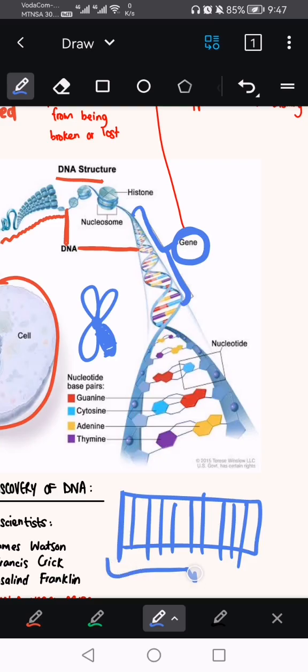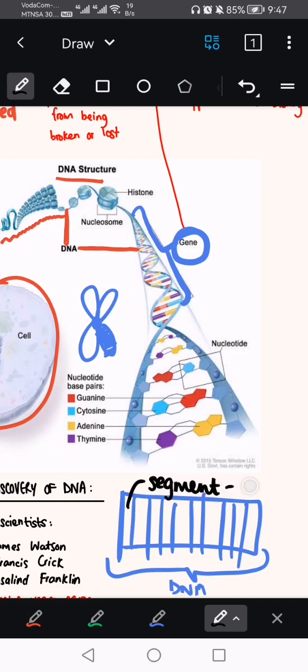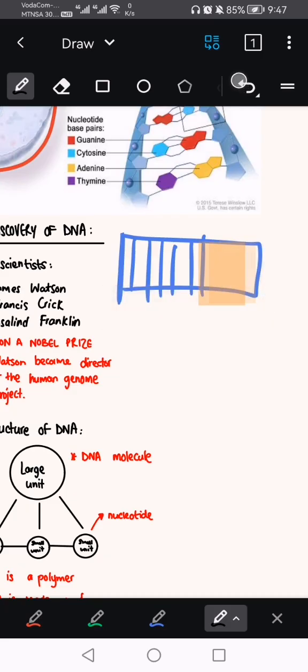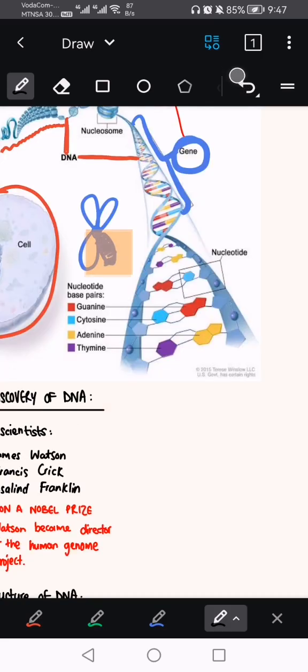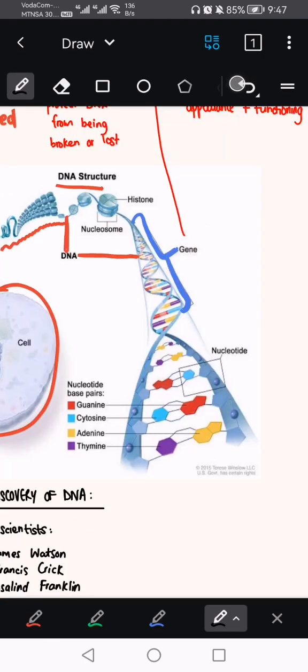This entire thing is DNA, but each segment, grade 12s, is a gene. Each segment, dear grade 12s, is a gene. Please keep that in mind. If they ask you in the exam to differentiate between the DNA, the chromosome and the gene, you need to be able to understand what they are asking you, right? And what the differences between them are.